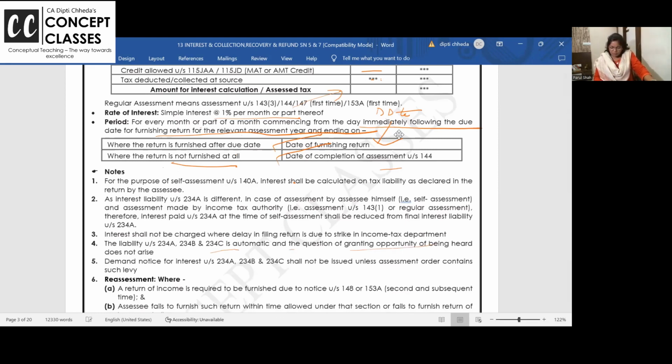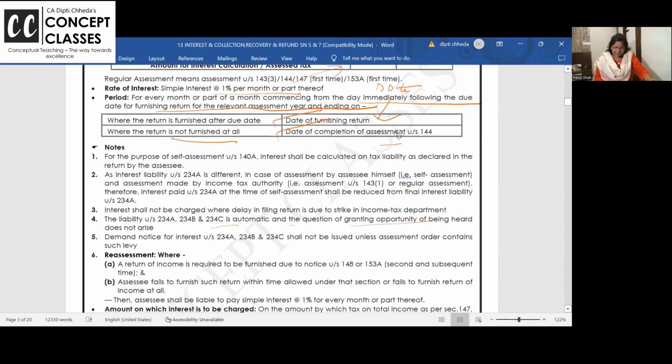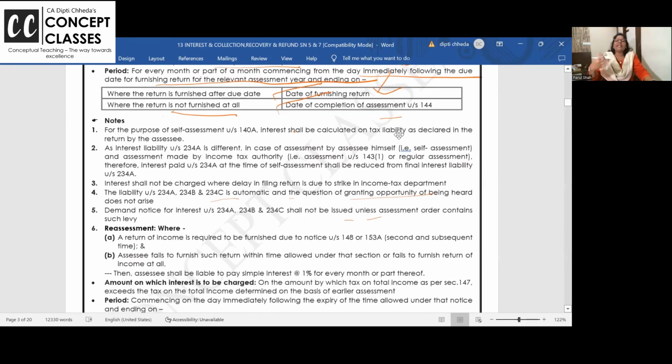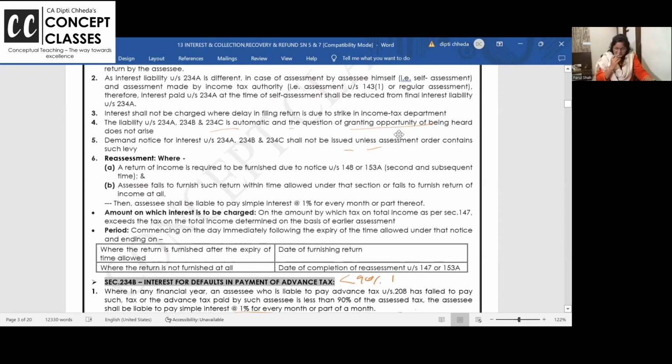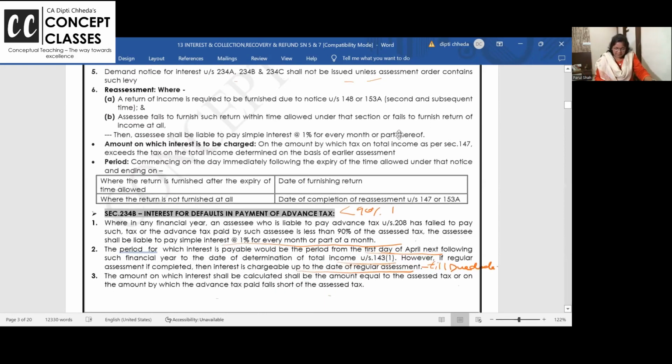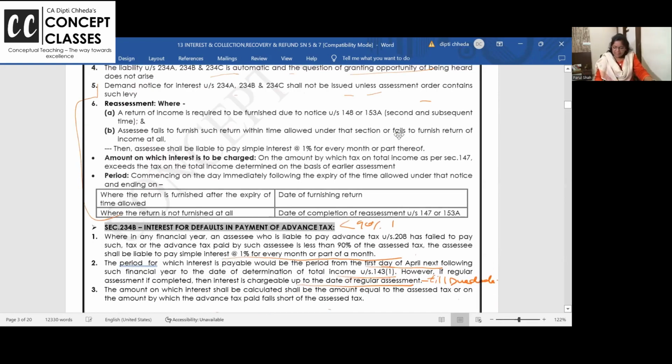234ABC is automatic. It is all calculated and a demand notice shall not be issued. When you pay self-assessment tax and if you are filing the return late, with the self-assessment, you have to pay the 234ABC interest. Otherwise, you are assessed as an assessee in default. 1 second. I'll do this 6th point a little later.